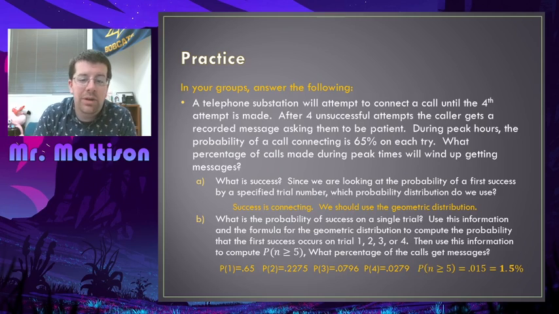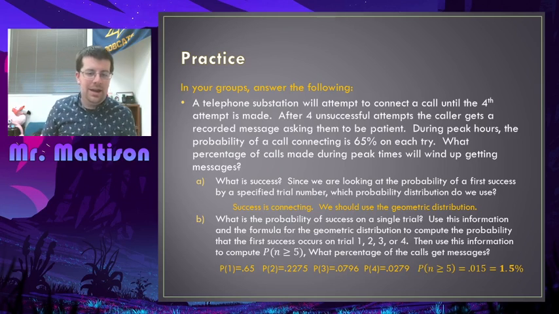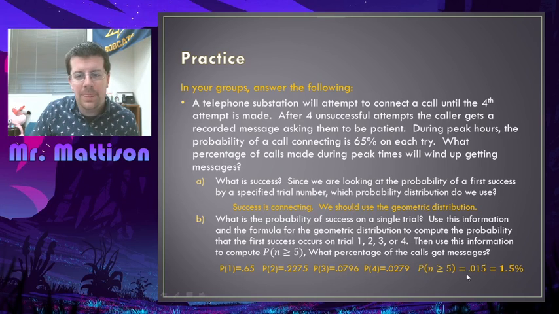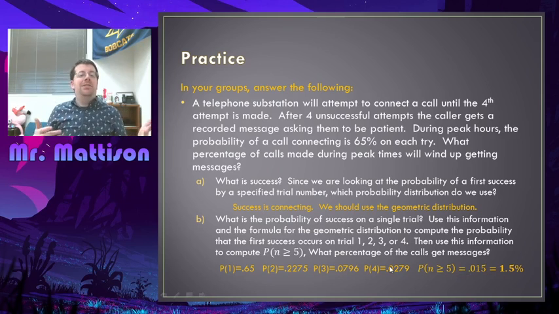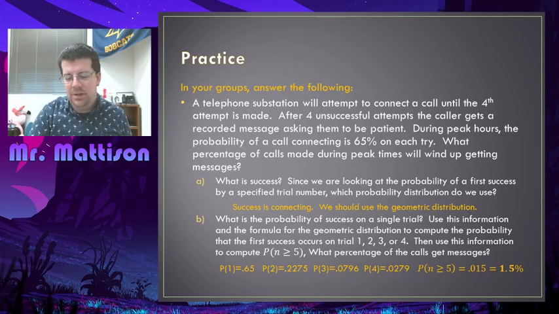Then my probability of 3 tries is 0.65, which is my 1 success, and then 0.35 to the second power because I need 2 fails in order to have that happen. Then my P of 4 is 0.65 times 0.35 to the third power because I need to fail 3 times and have that one success. So if I add all of those together and then do 1 minus that total, I get that 0.015. And that is my probability of getting that message, because that's going to take longer than four attempts to connect the call.